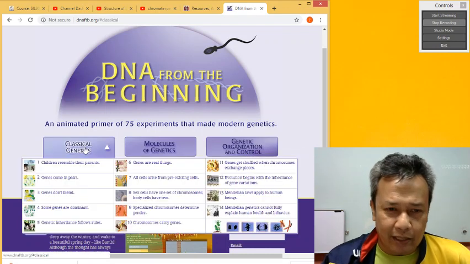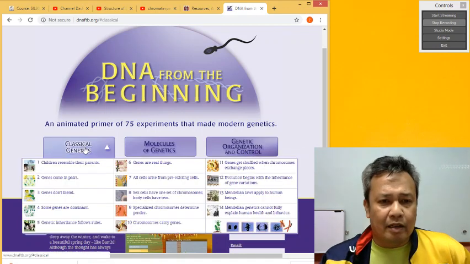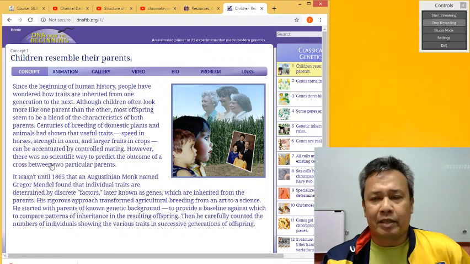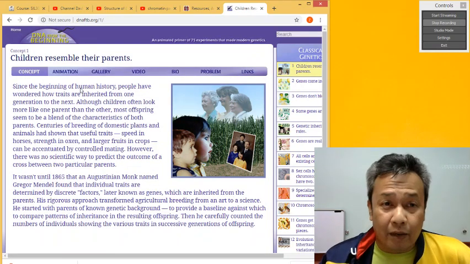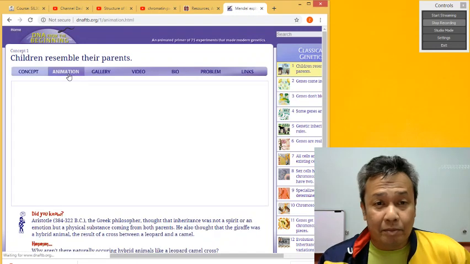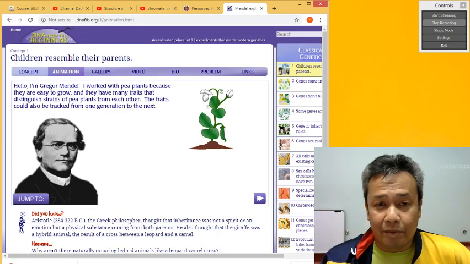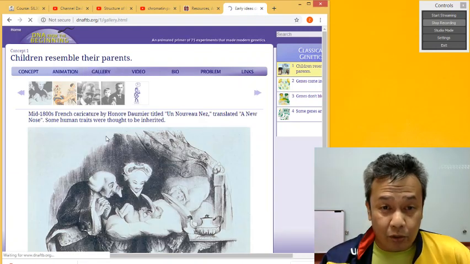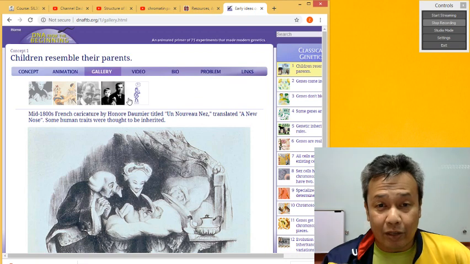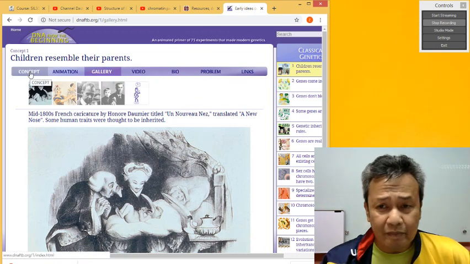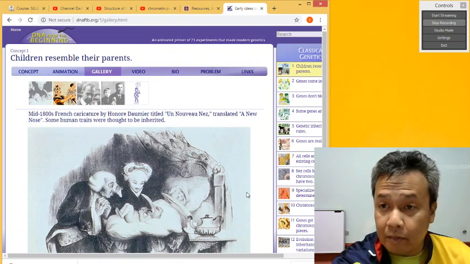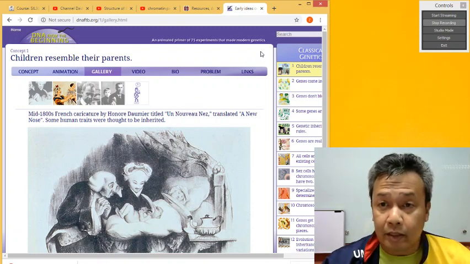If you go into classical genetics, you can zoom in, say for example here, children resemble their parents. It talks about the concept, and there's the animation. You'll see some animation on Mendel and the birth of genetics. You can go into the gallery and look at pictures and videos. It's brilliant. There's a lot of information here. I'll just make it a little bit smaller so that you can see it.